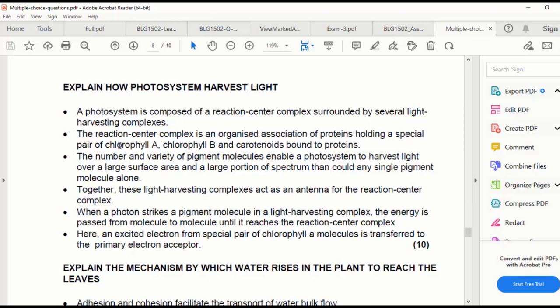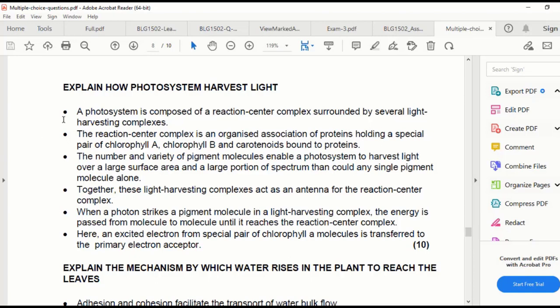When a photon strikes a pigment molecule in a light harvesting complex, the energy is passed from molecule to molecule until it reaches the reaction center complex. And here, an electron from a special pair of chlorophyll a molecules is transferred to the primary electron acceptor, which forms this harvesting of the light. So that's how you have to approach this question, and also the description of this question.